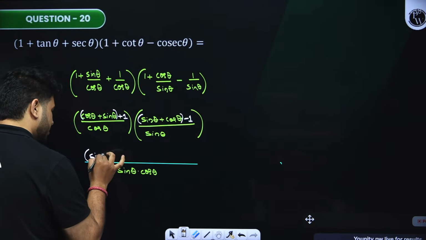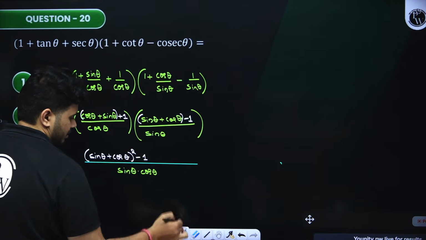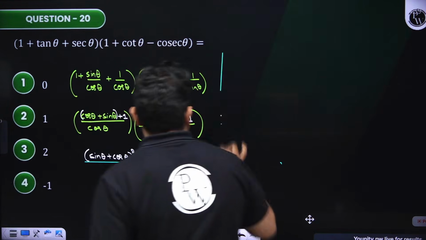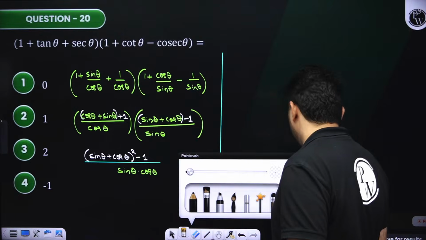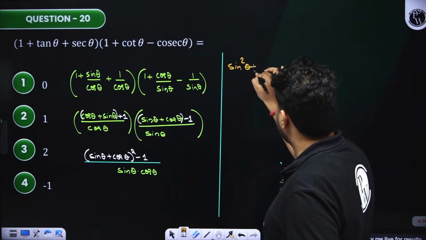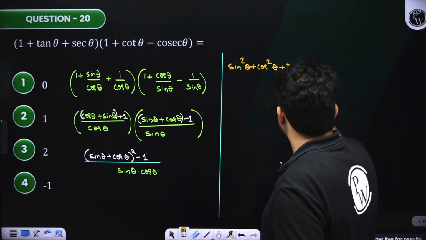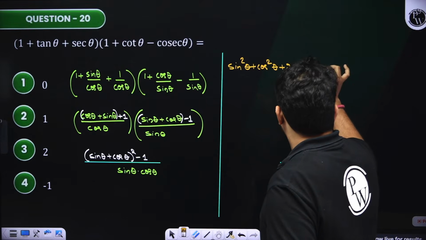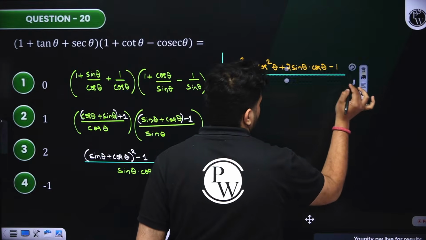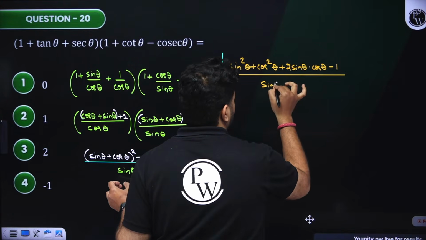So it will be nothing but sin theta plus cos theta whole square minus 1. Done. So now we can expand the numerator, which is nothing but sin square theta plus cos square theta plus 2 sin theta cos theta minus 1, this whole divided by sin theta cos theta.